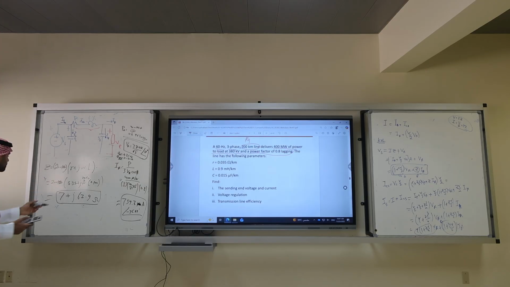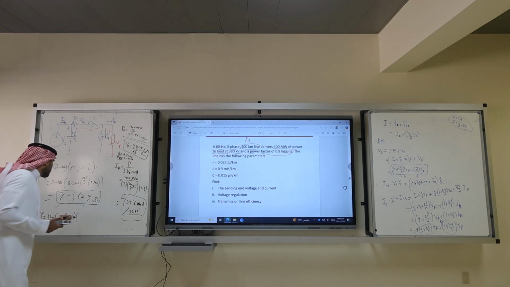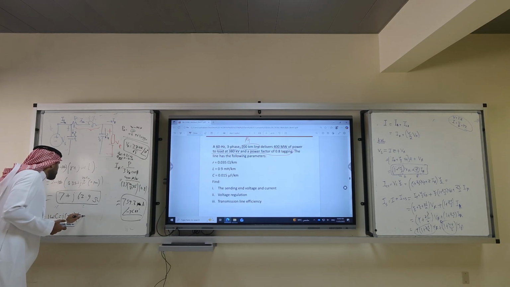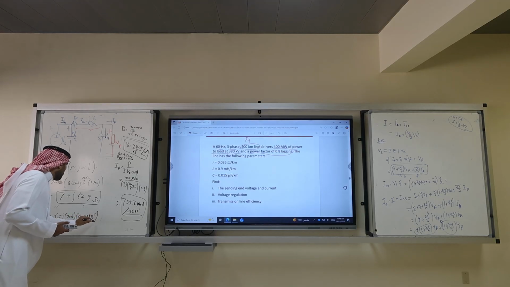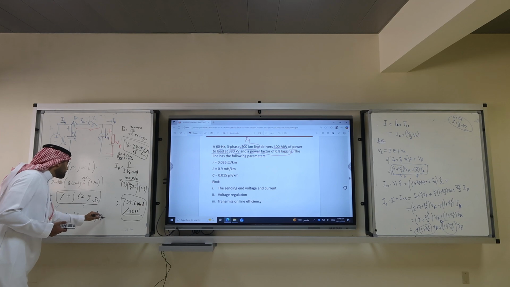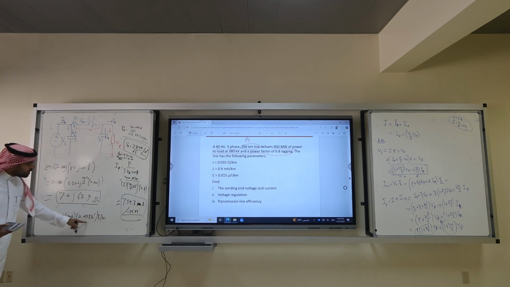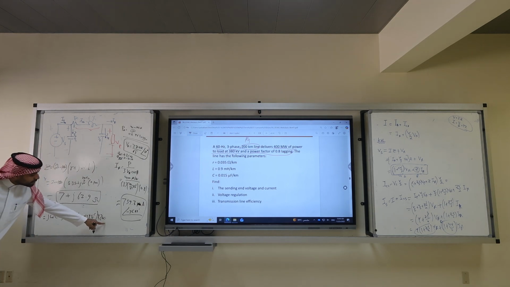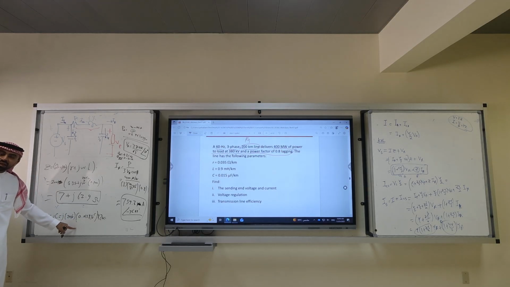The last thing is, what is your Y? j omega C, which is j times 2 pi 60 times the C. What is the C? 0.015 times 10 to minus 6. Of course, you have to multiply it by 200. So this is the admittance per unit of length. If you multiply it by 200, this is the total admittance. Okay?